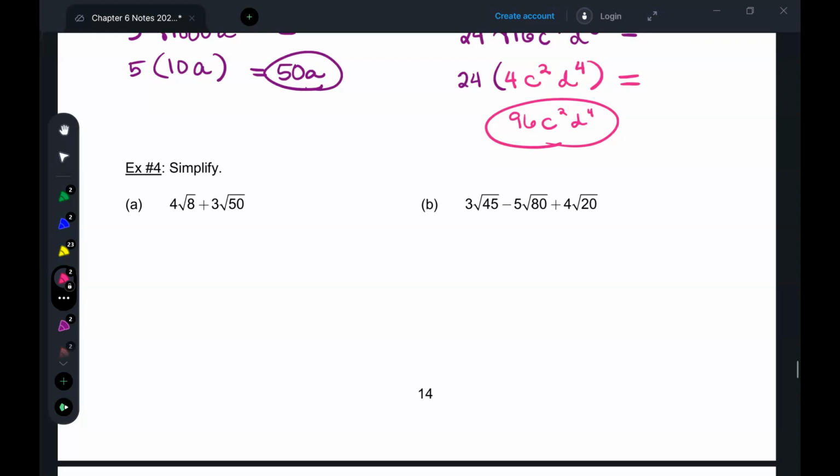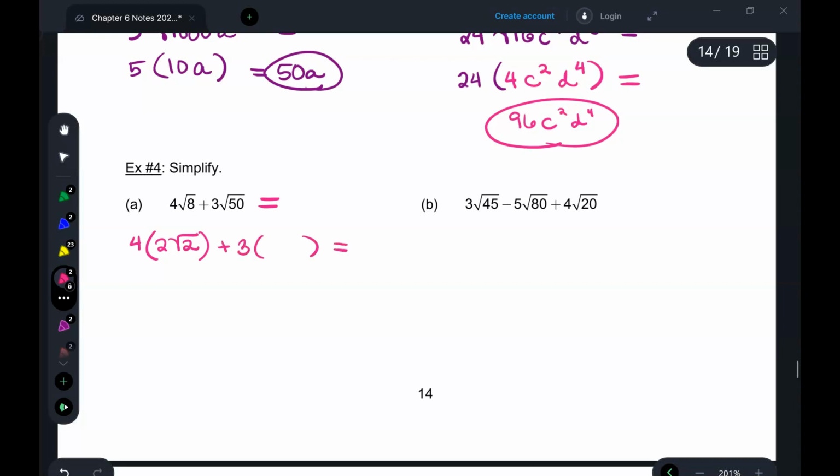I know, can we remember all the way back then? 4 root 8 plus 3 root 50. Okay, how can we simplify square root of 8? There's a lot of different stuff in this lesson here. 4 and 2. 2 root 2? Okay, square root of 50. What perfect square goes into 50? 25 times 2. So square root of 25 times 2 is 5 root 2.